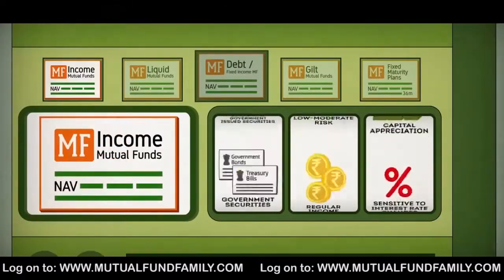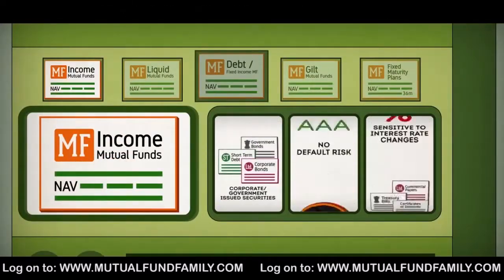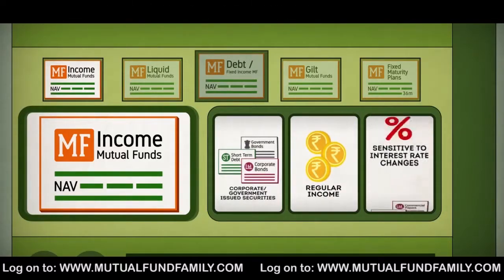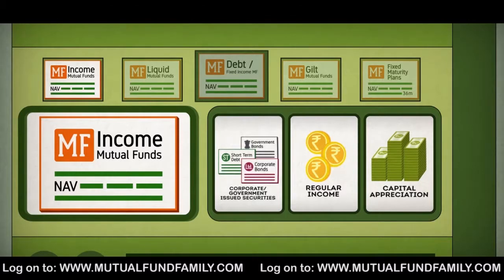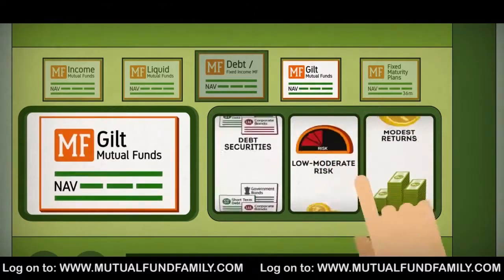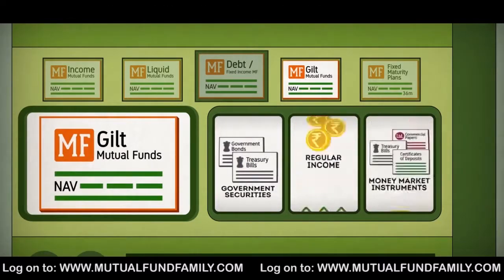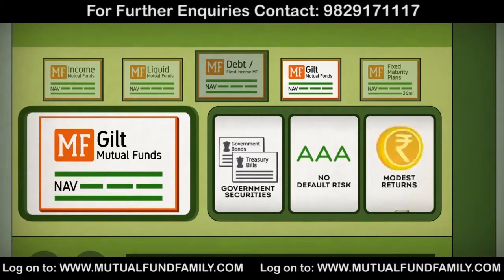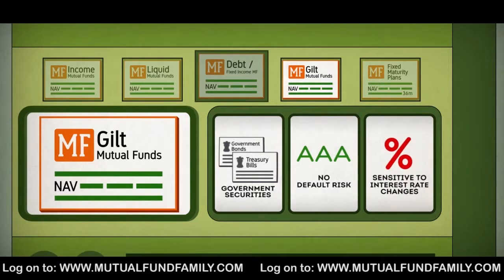Income funds primarily invest in a mix of corporate bonds and government-issued securities, seeking to provide returns in the form of income with potential capital appreciation. Gilt funds invest in government securities of medium to long-term maturities. They do not carry default risk. However, prices and returns over the short term, say less than 1 year, can be sensitive to changes in interest rates.